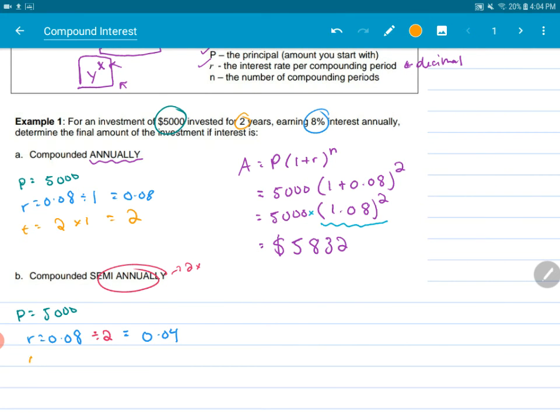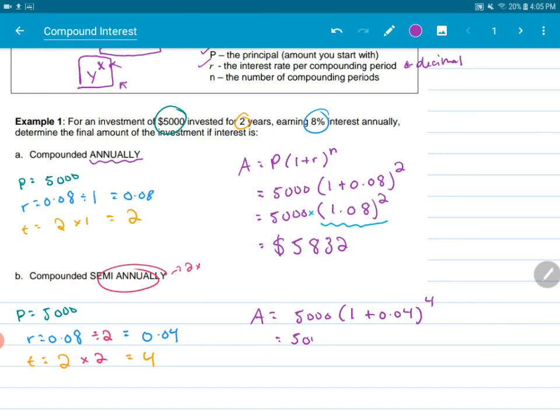And finally, our time is 2 years, but it's compounded twice a year. So if we have it twice in the first year and twice in the second year, that's a total of 4. So we're going to multiply our number by 2, and the number that we want to plug into our formula is now 4. So we'll put it all together and say A equals 5,000 times 1 plus 0.04 to the power of 4. Do you think it's going to be a higher number than before or a lower number? That's up to you to think about, and let's see what happens.